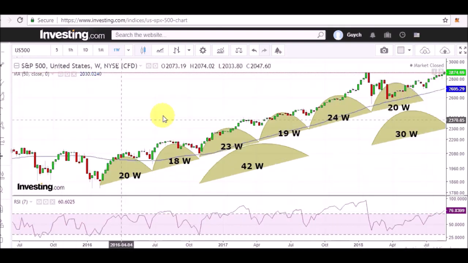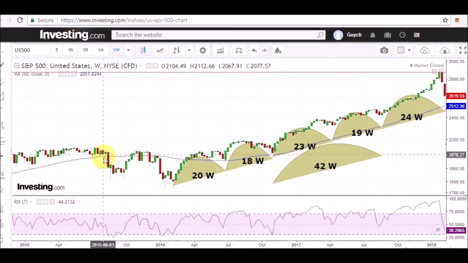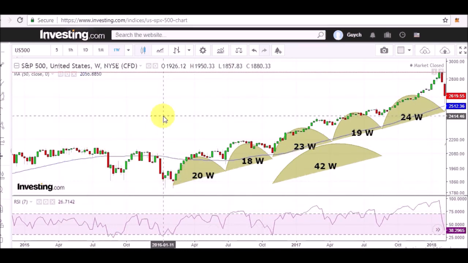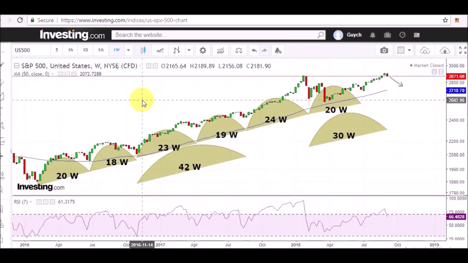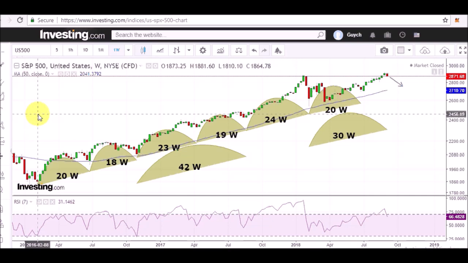Well, late in 2015 we had a significant decline in the S&P 500, so that's where I want to start at the beginning of 2016, applying these cycles. So I see one cycle that started in early February 2016 and finished in late June 2016.